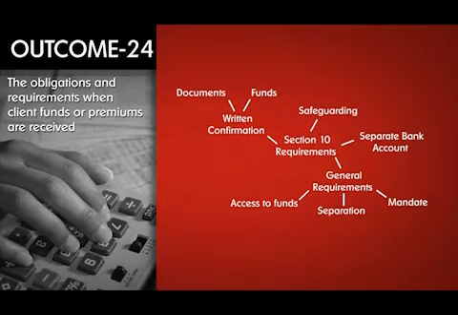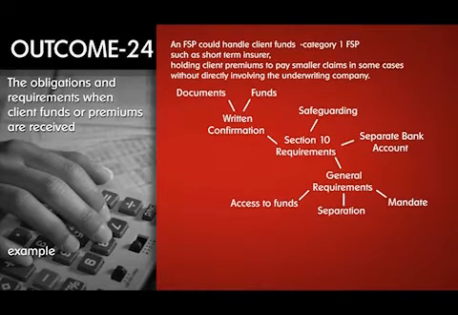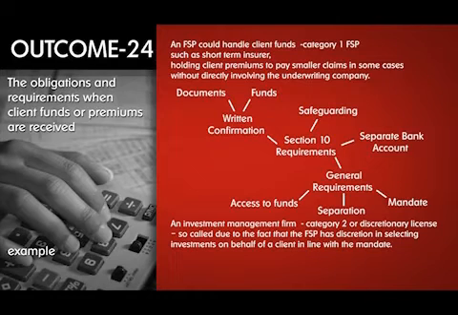10. Some examples where an FSP can handle client funds would be a Category 1 FSP, such as a short-term insurer holding client premiums to pay smaller claims, in some cases without directly involving the underwriting company. Another example may be an investment management firm who would likely hold a Category 2 or discretionary license, so called due to the fact that the FSP has discretion in selecting investments on behalf of a client in line with a mandate.